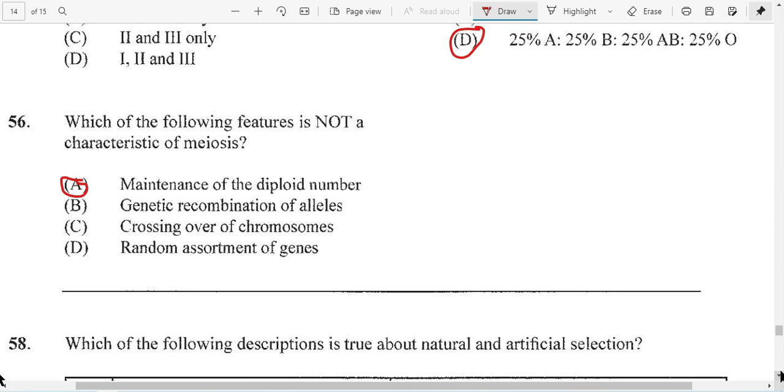Maintenance of the diploid number. No, that is going to be mitosis. All right. So A is our answer here for 56. None other could be, as we move on to question 57.